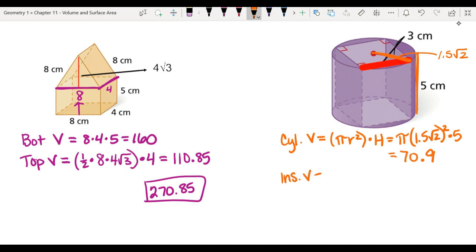Then the inside volume of this, it's a square prism. It's not a cube because the side length and the height are not the same. Okay, so it's not a cube, but it is a square prism because the base is a square. So since your base is a square, that's going to be the 3 times 3. The height of this prism is also 5. And when you multiply that all together, you get 45. Now, if you have one shape inside of the other, you need to subtract. So that would be then 25.9.